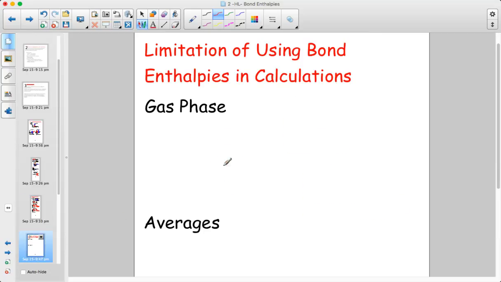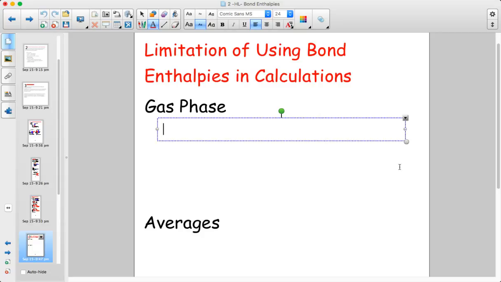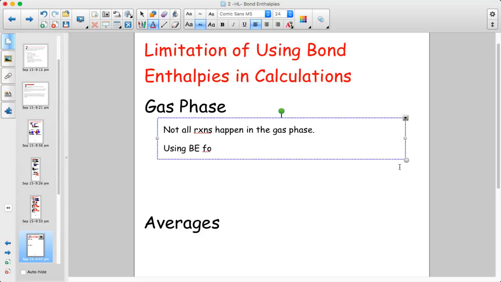Okay, some final considerations, some limitations. Very common IB questions on this topic. After you do a bond enthalpy calculation, they like to ask you, why is your answer maybe not so accurate? And there's really two things that they're getting at when they do that. One limitation of bond enthalpies is that they are measured in the gas phase. Well, not all reactions happen in the gas phase. So using bond enthalpies for non-gaseous reactions equals very inaccurate. So that's one thing to keep in mind.